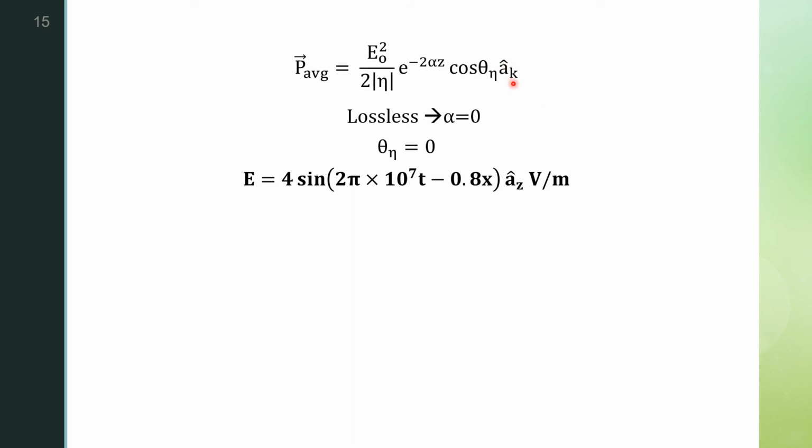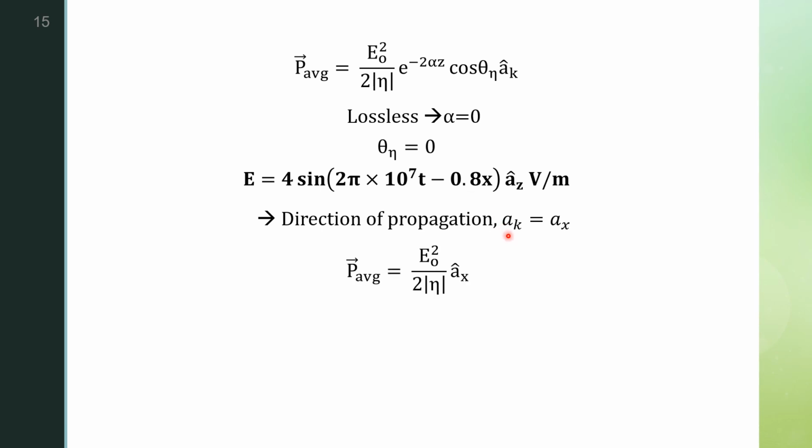Now what is this a cap k? A cap k represents the direction of wave propagation. So here from this electric field vector we can understand the wave is propagating along x direction. That means direction of propagation is ak, that is equal to ax. So substituting alpha is equal to 0, theta eta is equal to 0 and a cap k as ax cap, the time average power will get simplified as P average is equal to E0 square by 2 eta x cap.